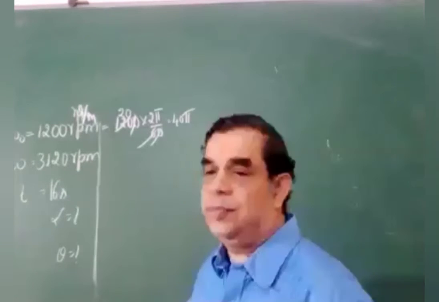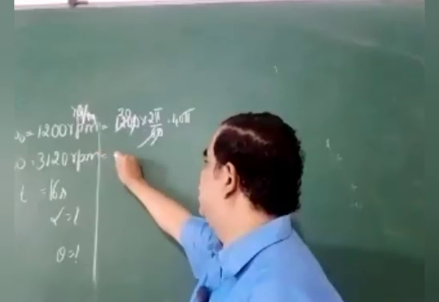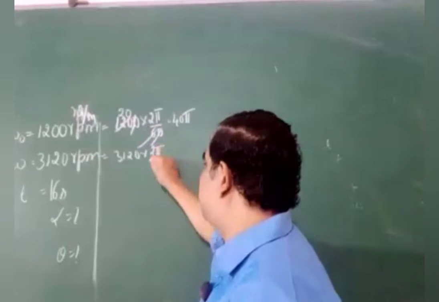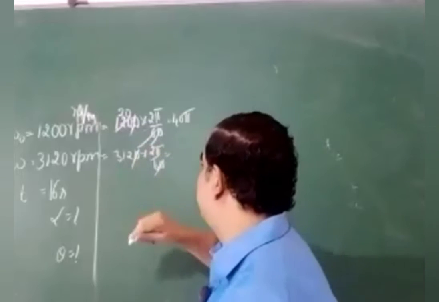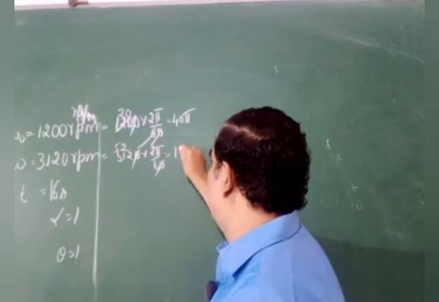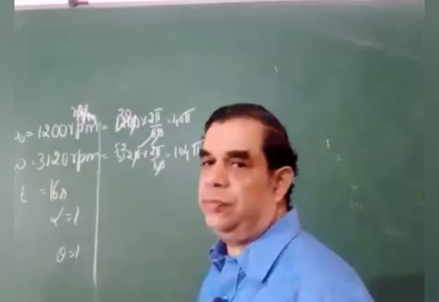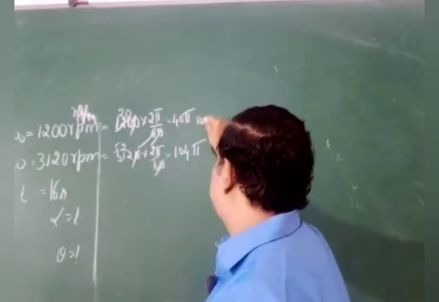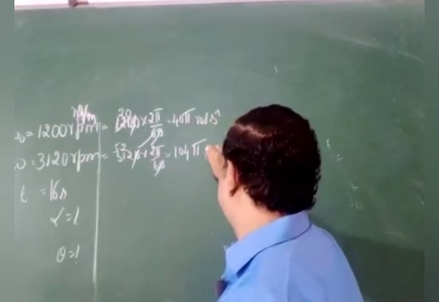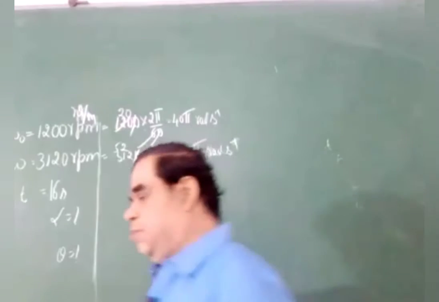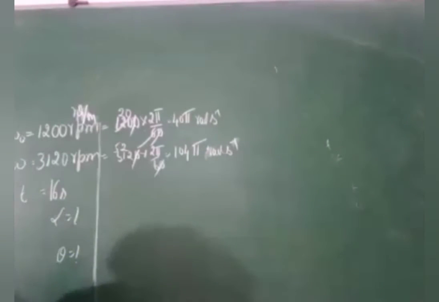Is that right? In the same manner, 3120 into 2 pi by 60. So 104 pi. This is also in radian per second. We got both the omegas there.